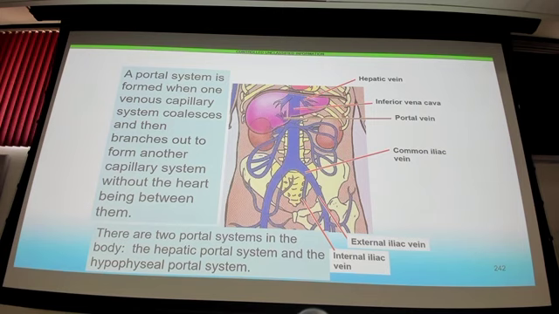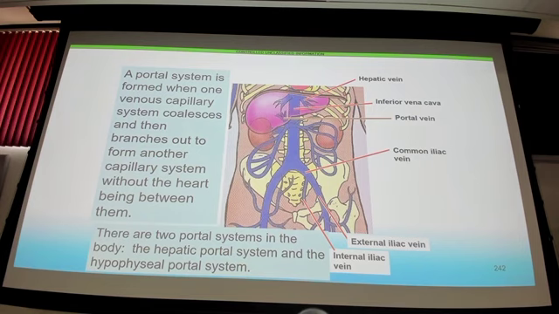But if a blood supply goes to a capillary system, and then it goes from there to another capillary system before it goes back to the heart, that's called a portal system. There are only two in the body. The main one is the hepatic portal system.